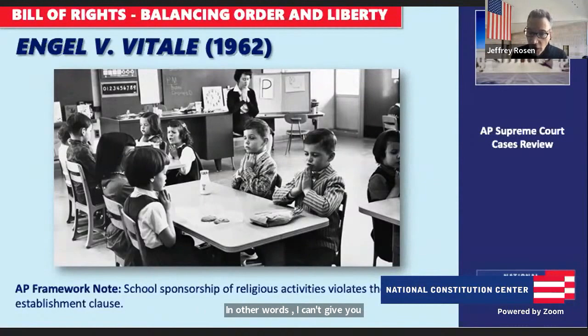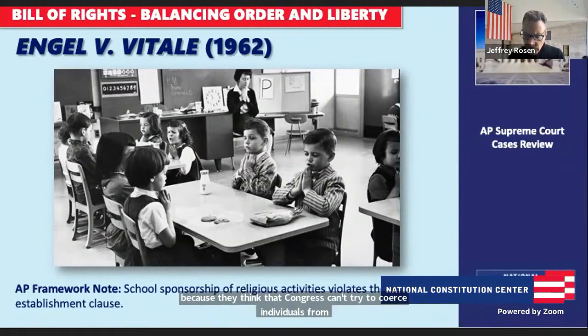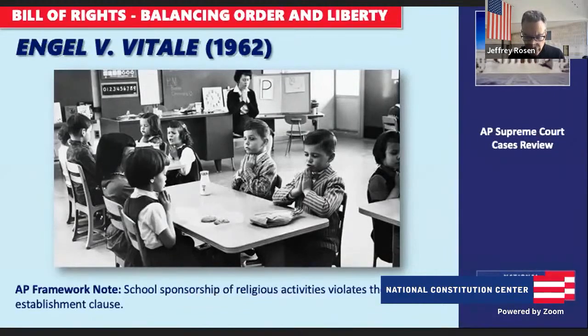So now you understand why the founders are so opposed to a congressional establishment, because they think that Congress can't try to coerce individuals from exercising their unalienable rights of conscience. And the Engel v. Vitale case basically says that when the school invites people to pray, even if it's non-denominational, and even if you can opt out, there's coercive pressure to recite the prayer.